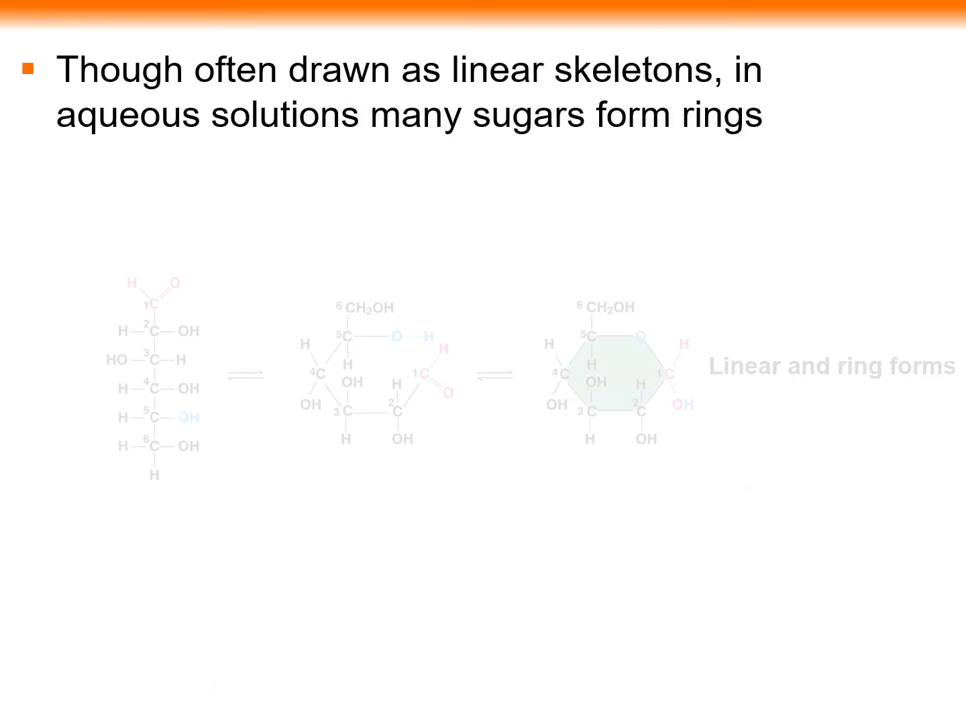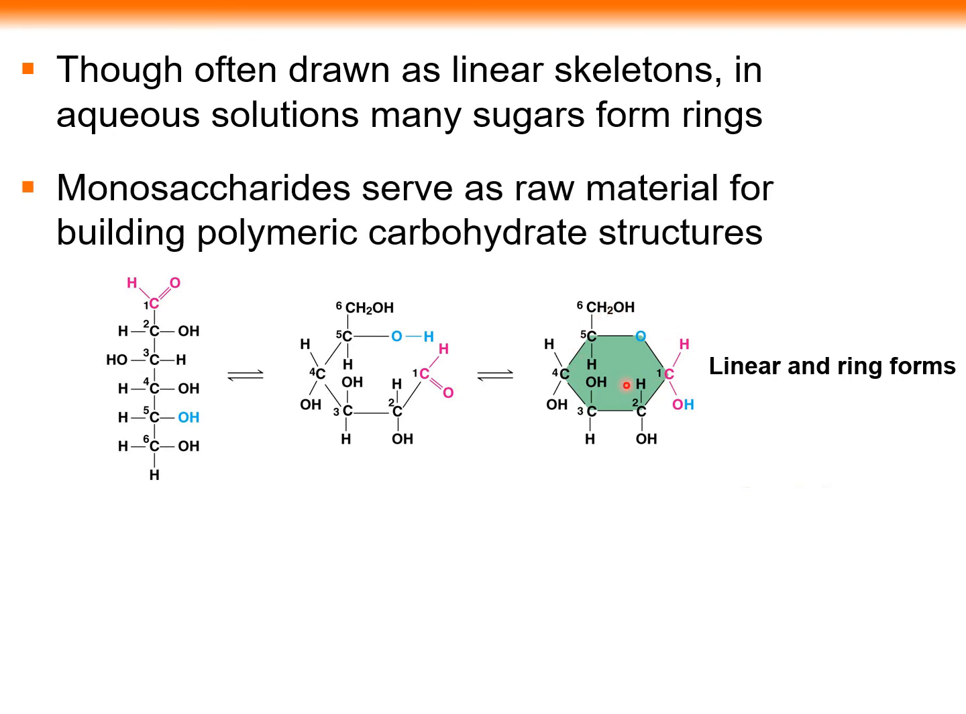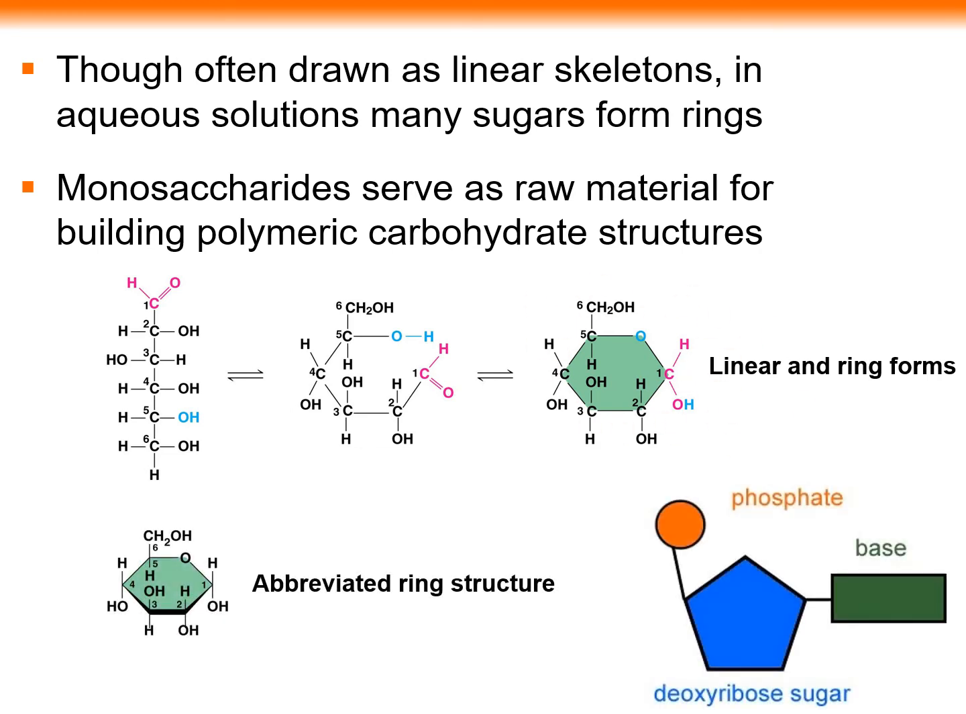So as I mentioned in the previous slide, I don't find these structures intuitively useful. And most of the time, if you're in biology anyway, you see them depicted in these ring-like structures, which are the functional structures by and large in biological systems, serving as the raw material for more complex carbohydrate structures. So here's the linear on the left and the ring form on the right. Most of the time I'm going to defer to this ring structure rather than the linear one. And sometimes we'll abbreviate, like for instance, we'll have a structure that looks like this. We don't need to depict all of the carbons and all of that.